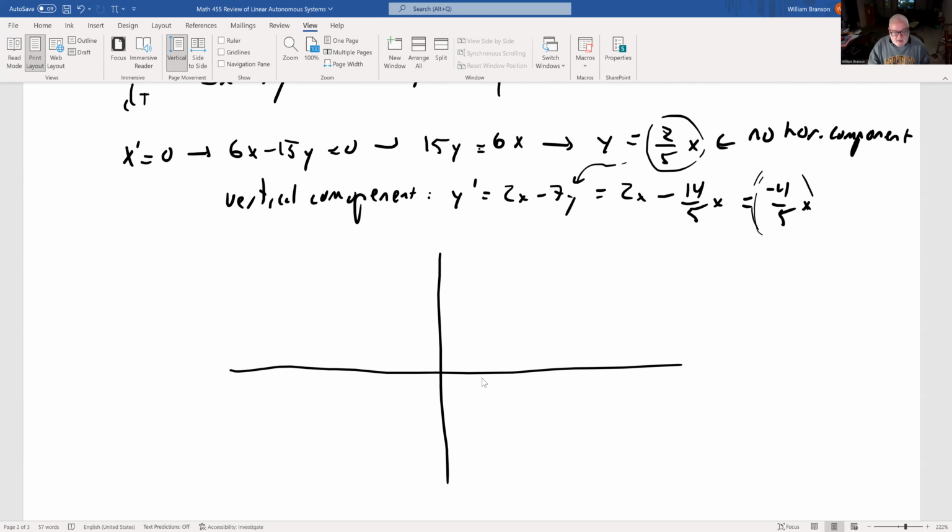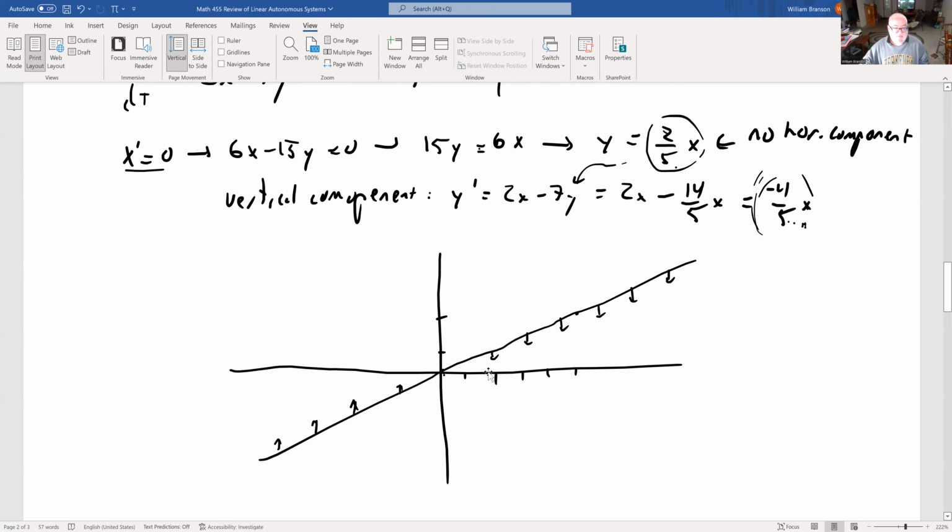So y is 2/5 x. 1, 2, 3, 4, 5. 1, 2. 2/5 x has a slope of this, more or less. So all along this line, there's no horizontal component to my arrows in my vector field. There's just a vertical component. The vertical component is down for positive x. So my arrows look something like this. And my arrows are positive for negative x. So my arrows must be something like this.